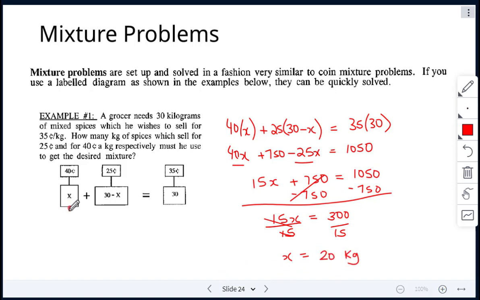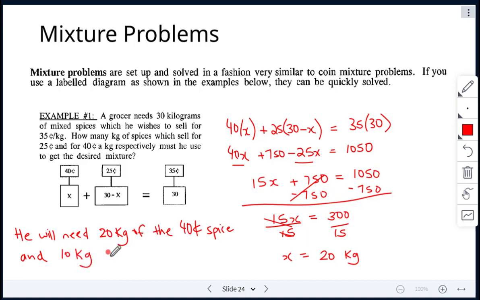So if we go back here, he'll need 20 kilograms of the 40-cent spice, and for the 25-cent spice, we're going to take 30 minus 20, which is 10 kilograms. So you'll need 10 kilograms of the 25-cent spice.